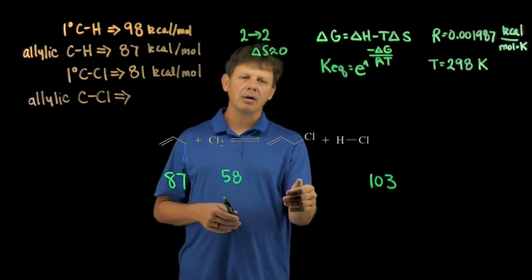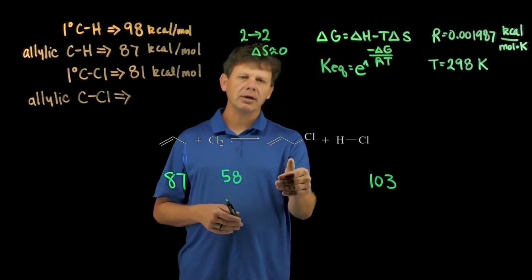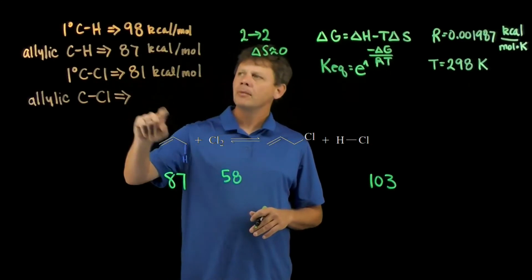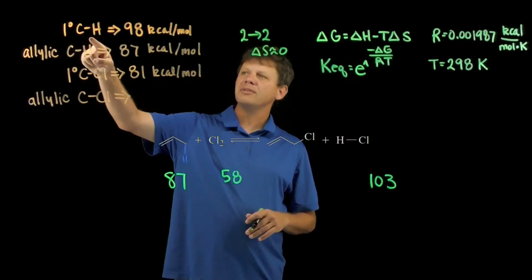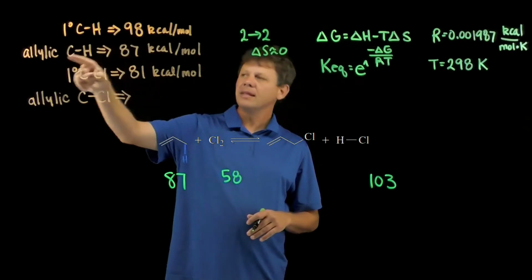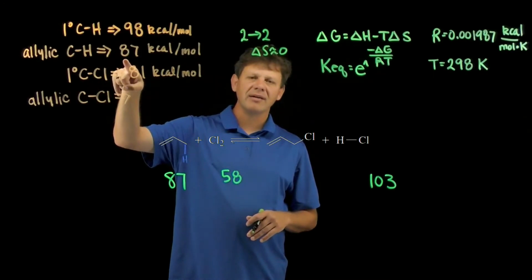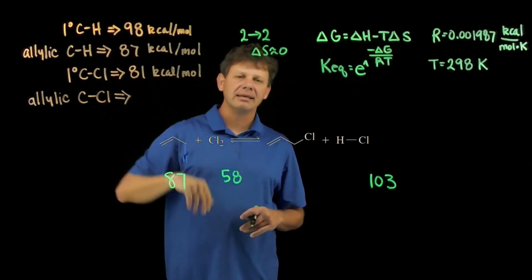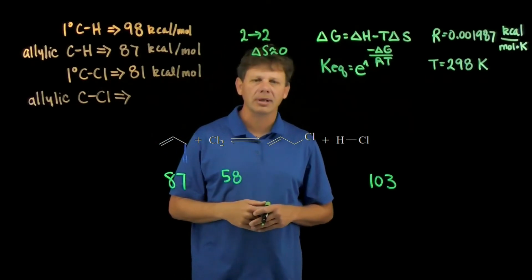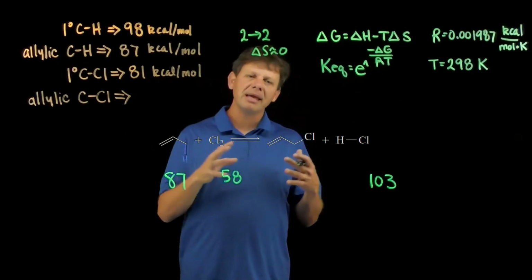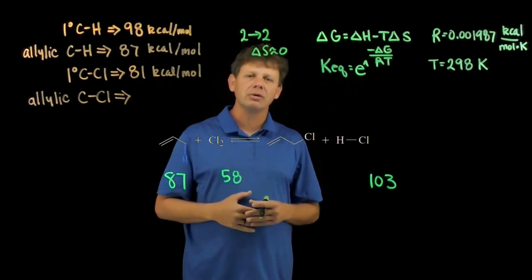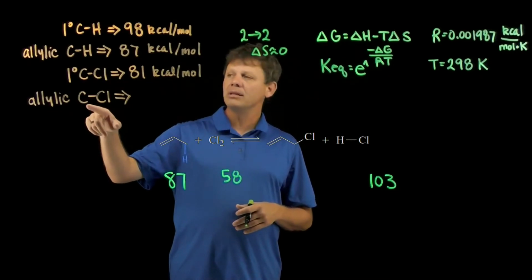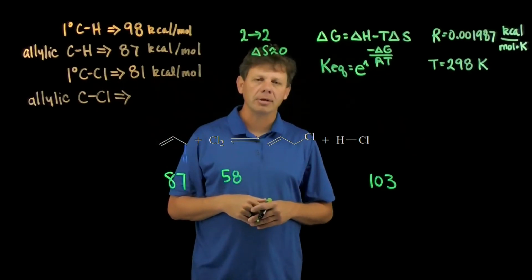Now, if we look at this carbon, the carbon-chlorine here, this is a primary carbon, and so we might be tempted to use 81. But notice up here, the primary CH was 98. The allylic CH was 87. So being allylic takes a primary down from 98 to 87 in the case of the carbon-hydrogen bond. It may not make the same magnitude of difference, but what it tells us is that the allylic carbon-chlorine bond should be lower than the primary carbon-chlorine bond.